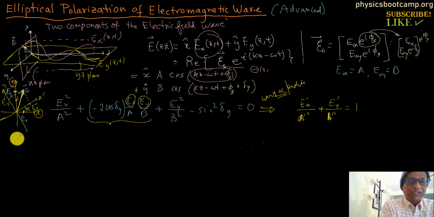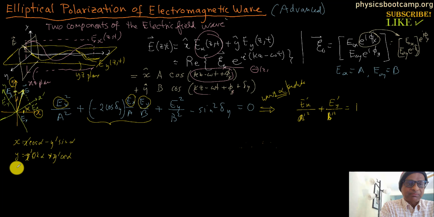The rotation of coordinates will take place like so. x equals x prime cosine alpha minus y prime sine alpha, and y will be x prime sine alpha plus y prime cosine alpha. So it's going to be like this, right? And Ex, Ey will transform exactly like this.